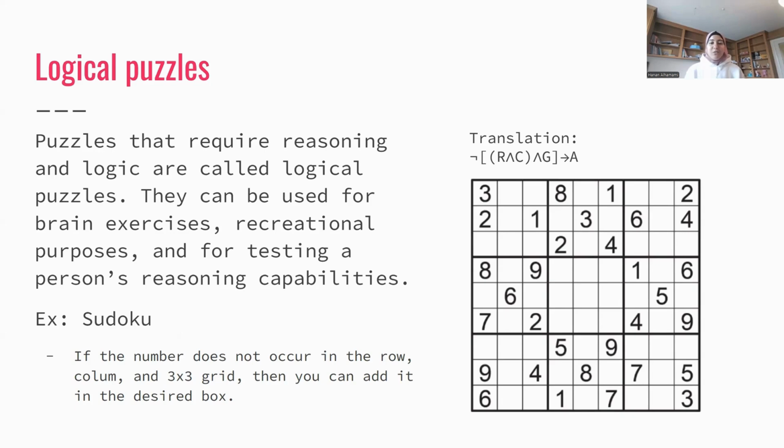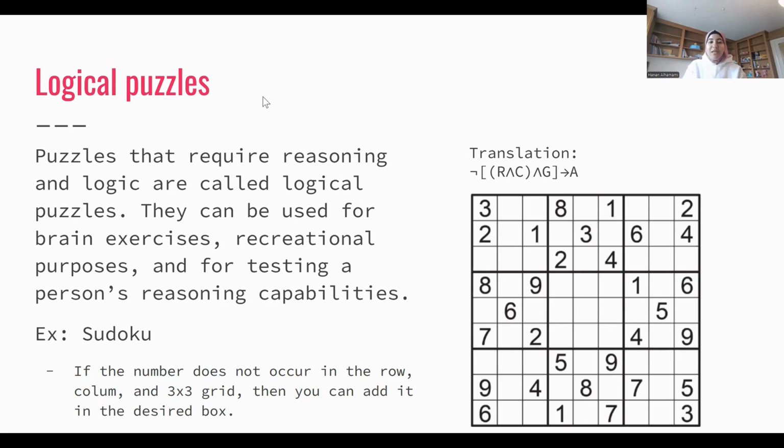And let's say you want to start solving a Sudoku. You can go about any box you want, and the logic behind it is, if the number doesn't exist in the row or the column or the grid, the number you're thinking of is a possibility that can go in that box. And the translation for that would be, if not R and C and G, if that's not true, then you can add the number.